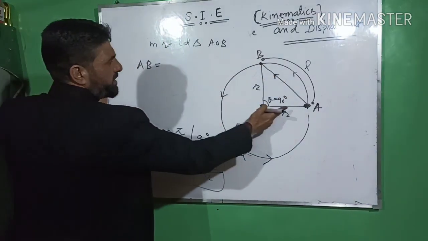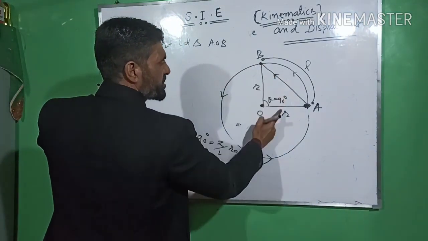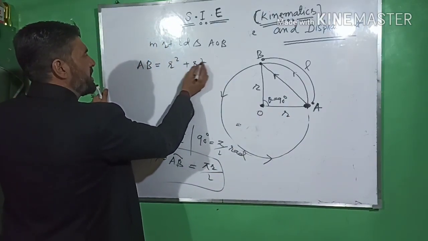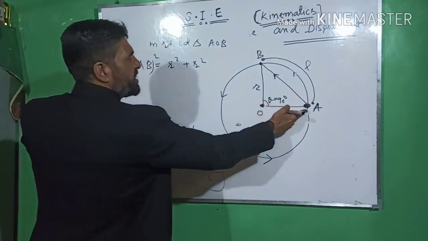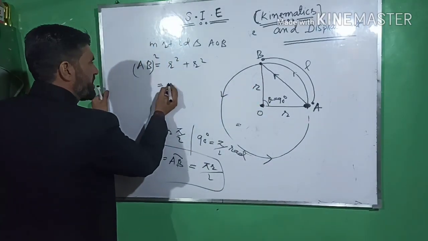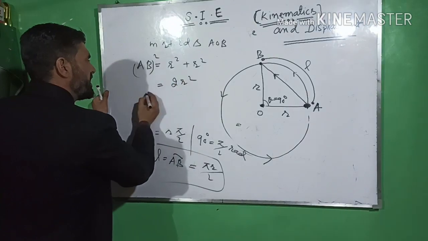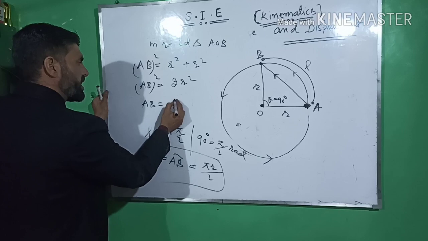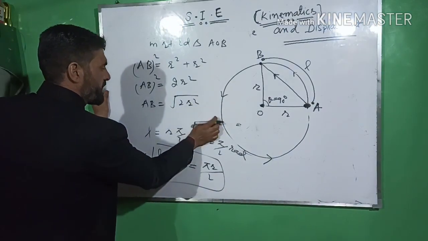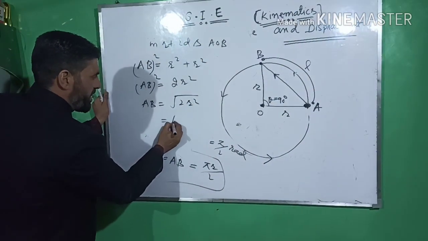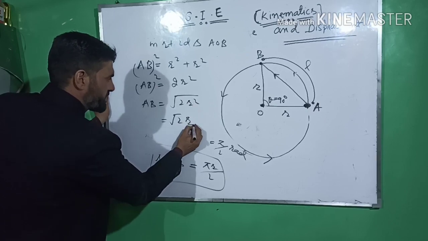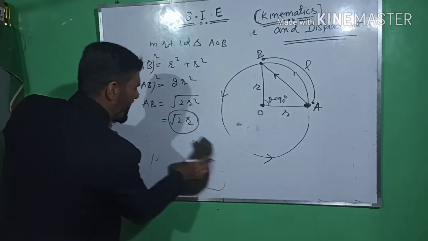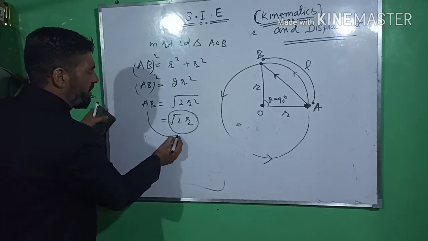So I am writing here, the hypotenuse square is equal to base square plus perpendicular square. So I will write R square plus R square: AB square is equal to R square plus R square. But R square plus R square is equal to 2R square. Here it is AB square, but when I take AB, the square root becomes under root 2R square. Here I am writing under root 2 R because the square and R get cancelled. But that is not the ideal way to find the magnitude of displacement.